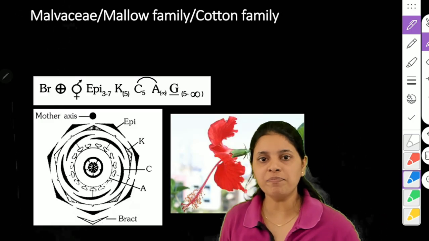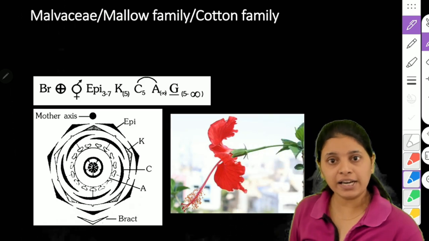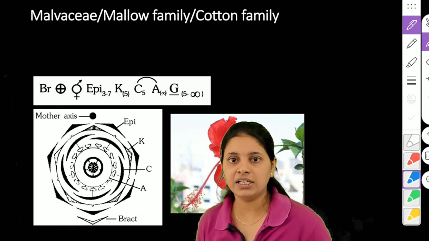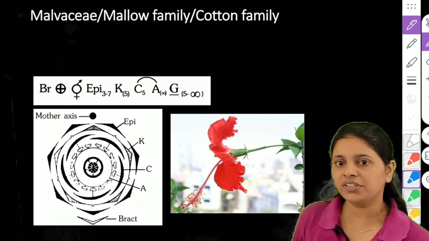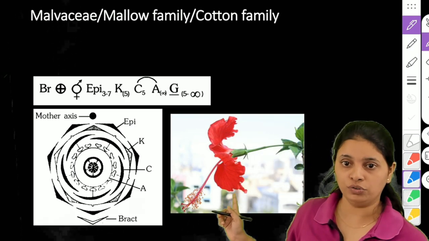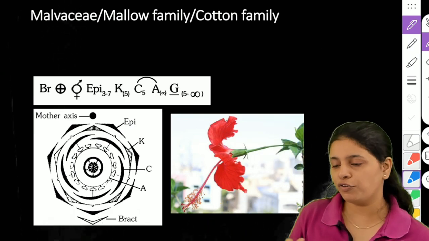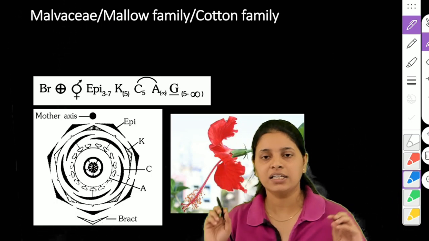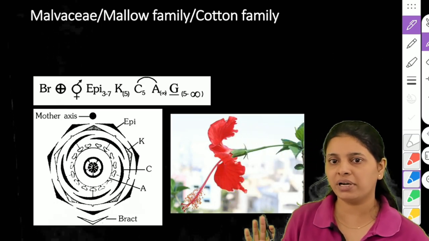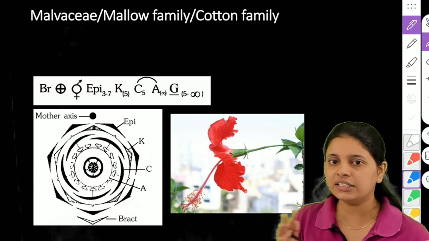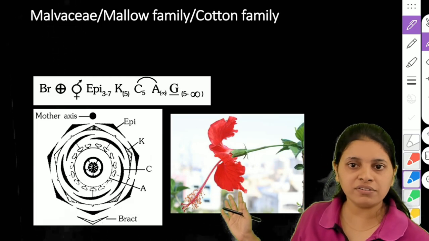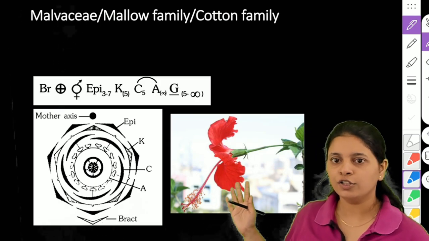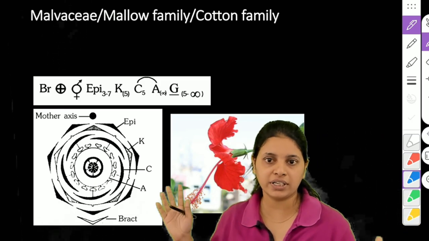Next family. So Malvaceae, that is mallow family, also called cotton family. The classic example which you can remember is China rose. Okay, hibiscus. Okay, if you have to remember all the characters of this family, like the floral characters, the best thing which you can imagine is China rose. You can easily relate. This is a very common flowering plant. Most of you must have seen these flowers, right?